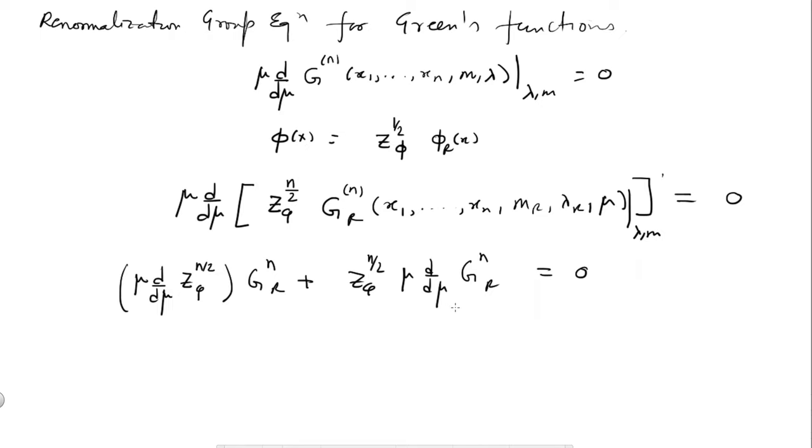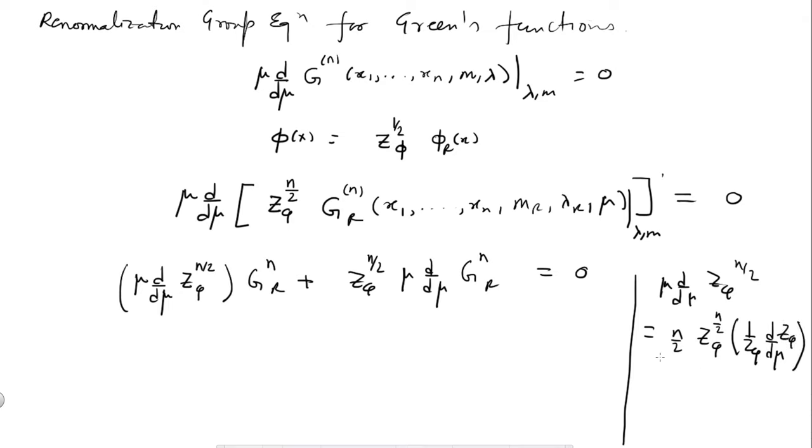Okay, good. Now, let me define, or maybe even before that, let me write one more step. So, this derivative, let's take. So, this will give you mu d over d mu z phi to the n half, that is equal to n over 2 z phi to the n over 2, 1 over z phi d over d mu z phi. Taking this derivative will give you n over 2 and then z phi to the n over 2 minus 1, so that minus 1 is here and the remaining z phi to the n over 2 is here. Okay, so that's the derivative.